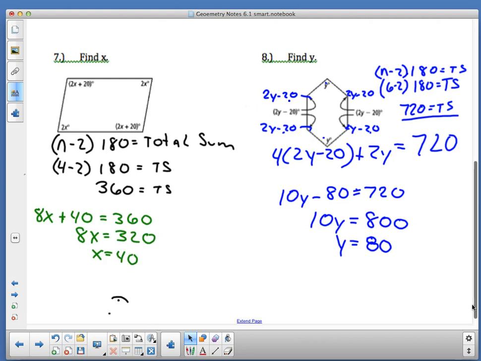Hopefully you know that a four-sided figure has a total interior angle value of 360. Then you got 2x plus 20, 2x plus 20, 2x and 2x. Well, that's 8x plus 40. That equals 360. And I solve and I get x is 40. Hopefully that went well for you. Are there questions on the setup? Questions on the solve? Any questions whatsoever?